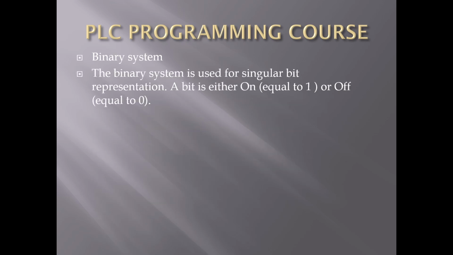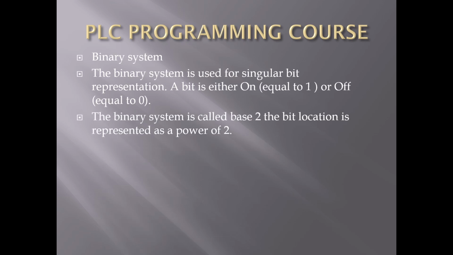Binary system. The binary system is used for singular bit representation. A bit is either on, equal to 1, or off, equal to 0. The binary system is called base 2. The bit location is represented as a power of 2.